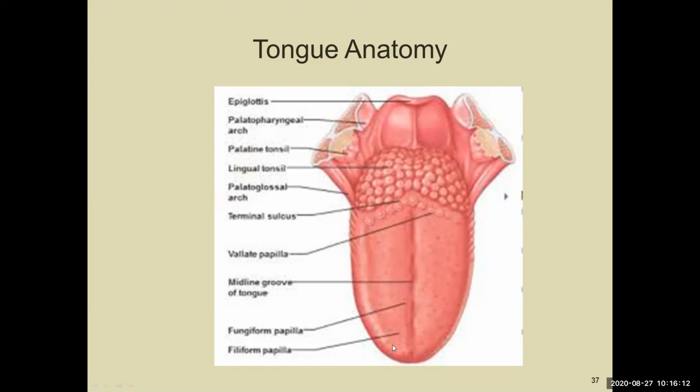Then you have something called filiform papilla, and filiform papilla makes up the bulk of the tongue, and it gives the tongue its velvety texture. Then you have something called fungiform papilla, because they look almost like mushrooms. When you look at them microscopically, they look like a little mushroom. Then you've got your vallate or circumvallate papilla, and you're going to see them as circumvallate more than vallate. Circum just means circular, and it forms a V.